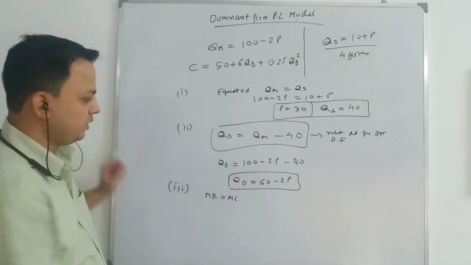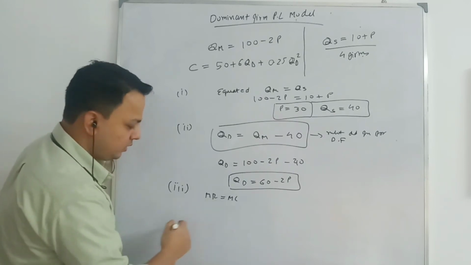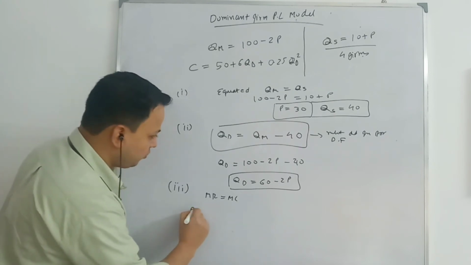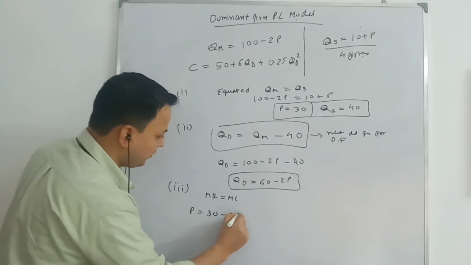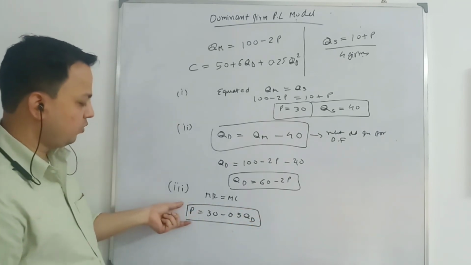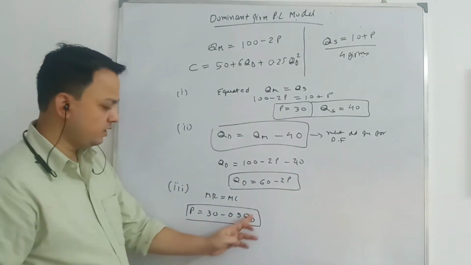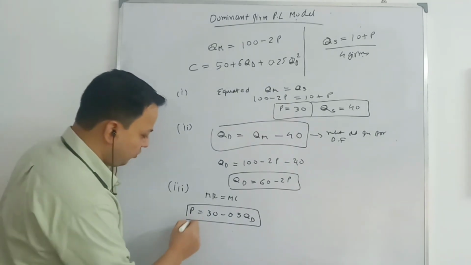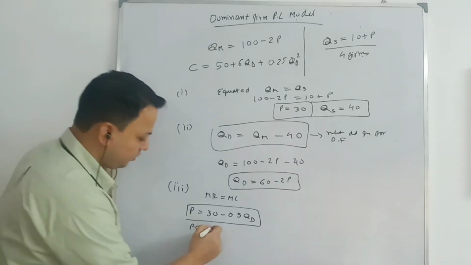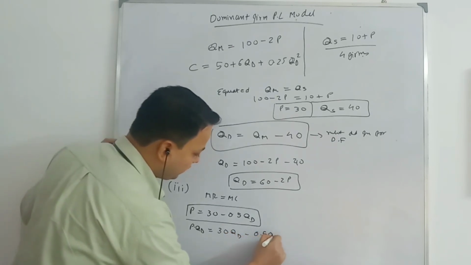Write this equation in terms of P. Take minus 2p to this side, it will be 2p equal to 60 minus QD. Then divide both sides by 2. You will get P equal to 30 minus 0.5 QD. This is the demand curve for your dominant firm. So you have to do price into quantity. We represent dominant firm demand by QD. It will be equal to 30 QD minus 0.5 QD square.